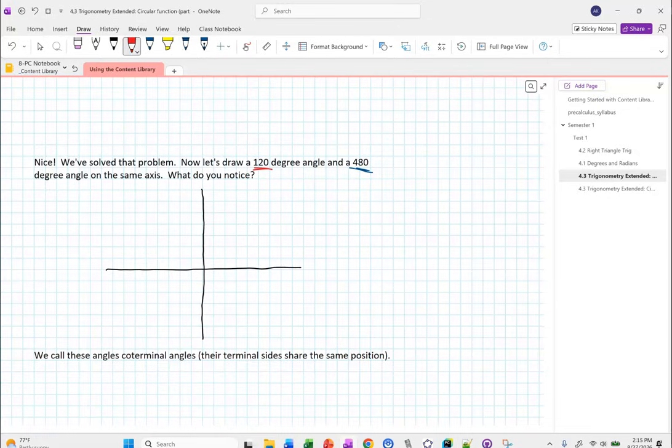So there's my axes. What do I start with? Vertex at the origin. Initial side on the positive x-axis. And then I'm going to rotate starting at that positive x-axis counterclockwise because it's a positive angle. I'm going to go 120 degrees. So 90 and then like 30 more.